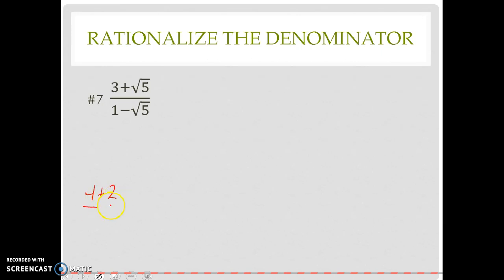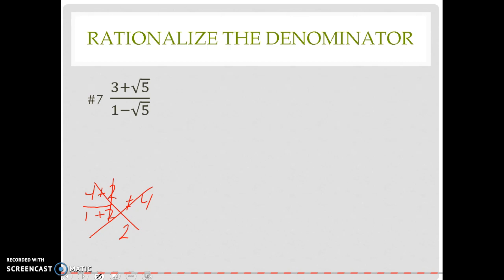If I had 4 plus 2 over 1 plus 2, the answer is not 4. It's not like I can cross those out. It's not 4. This is the same thing as 6 over 3. The answer is 2 here. And so I can't just cross off the 5's, but I have to rationalize the denominator. I can't have a radical in the denominator.